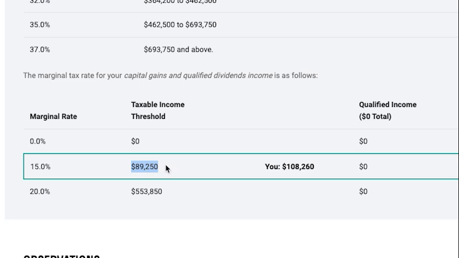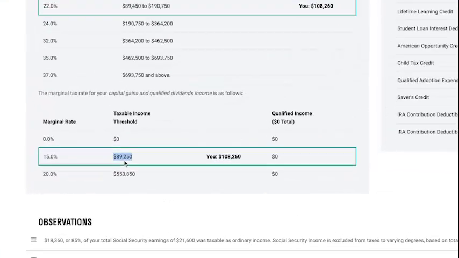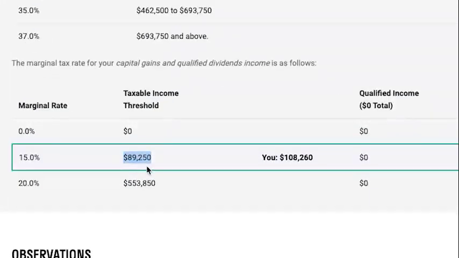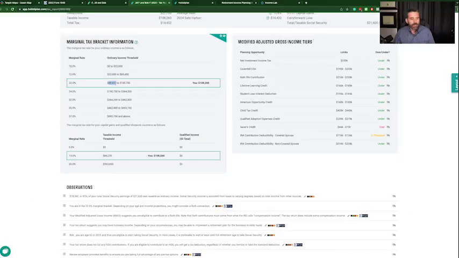But if they're above that, then they're at 15%. Okay, so most people are going to be in the 15% range for the most part. But if you're somebody who is retiring, or maybe you're transitioning into retirement and your income's a little bit lower than it was prior, this could be something really interesting for you. Okay, so we'll come back to this. But one thing to notice is the capital gains bracket is $89,250. The 22% bracket starts at $89,450. So it's like a $200 difference. Don't know why they do that, but it is what it is.